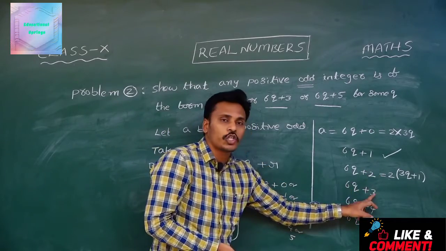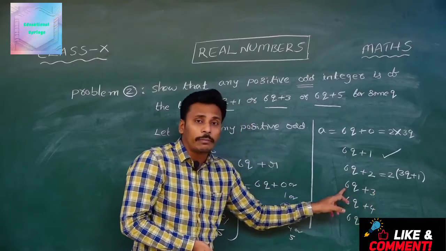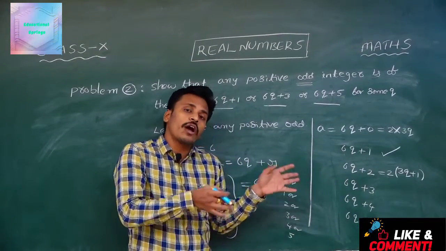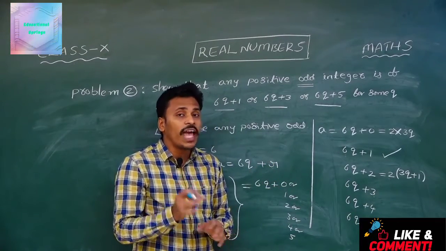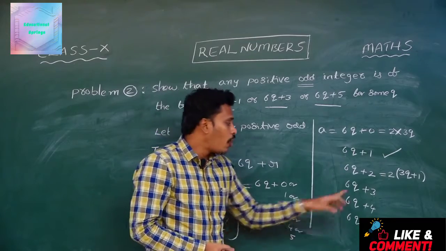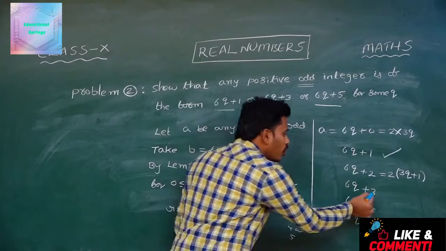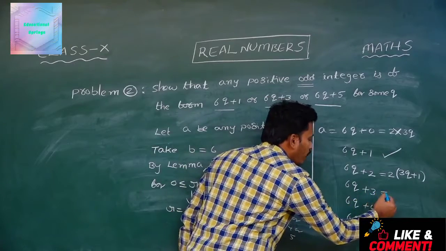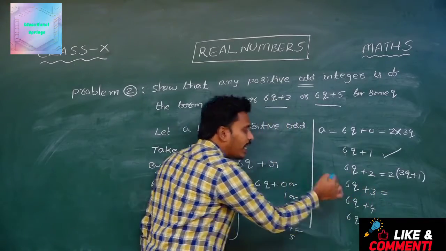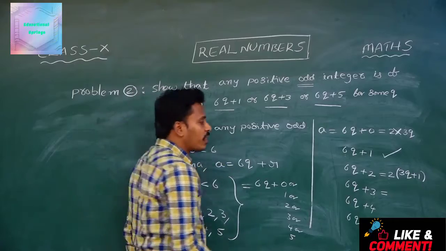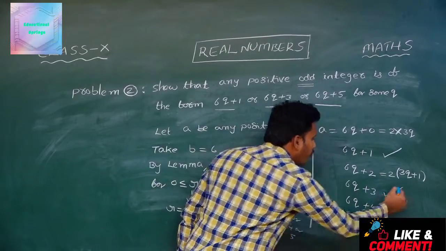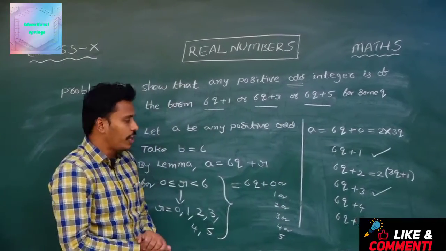And now look at 6q plus 3. From these two numbers you have a chance to take out 3, but you don't have a chance to take out 2, because in 6q there is a 2, but in 3 there is no 2. So 2 is not involved, and we are not able to write it as 2 into something. That means this is one of our favorable, required representations.